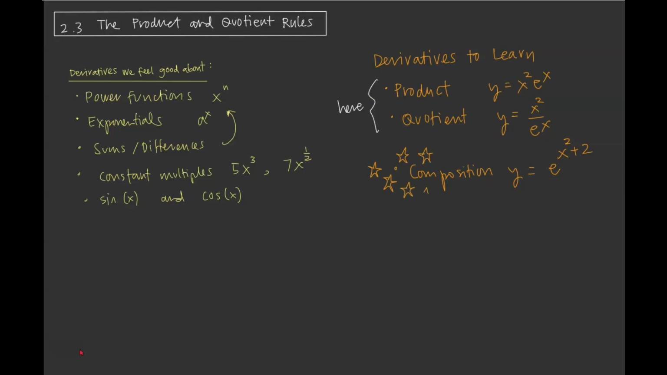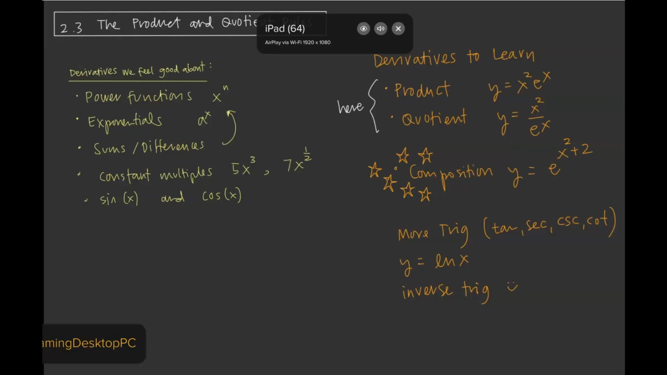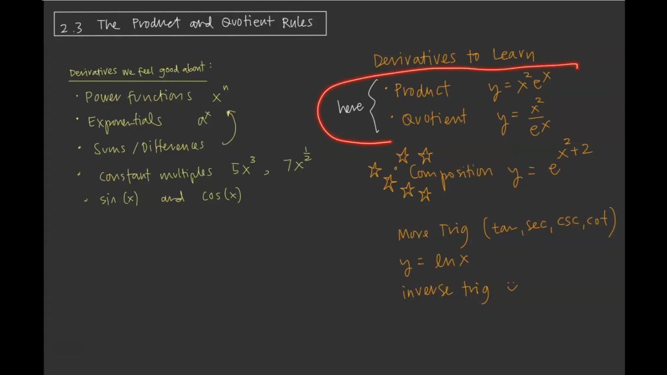And once we learn the chain rule, it really opens up to a whole universe of functions that we can deal with. We also are going to see some more trig. We don't yet know how to find the derivative of tangent of x, or secant, or cosecant, or cotangent. Those are all functions that we want to know how to find the derivative of, as well as logarithms, specifically natural logs, and we'll even learn some derivative shortcuts for inverse trig functions. But here in this video, we're going to just focus on products and quotients. We'll get to the rest of these later.